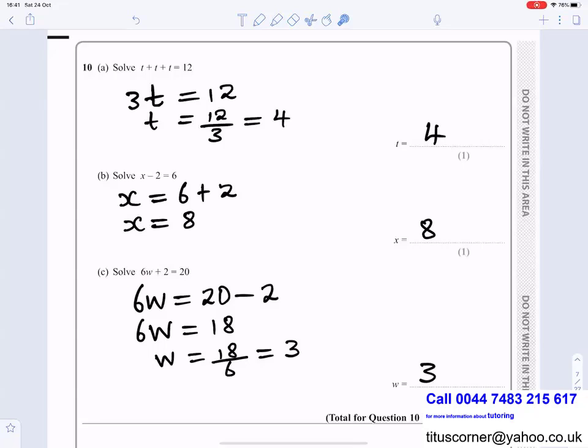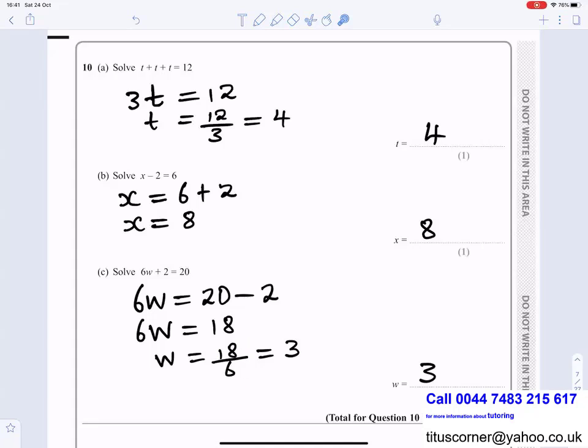Solve. 6w plus 2 equals 20. The first thing, you want to remove the 2, and after that you remove the 6. Removing the 2 is minus, because plus is minus 2. So 20 minus 2 gives you 18. Removing times 6, the opposite is divide by 6. 18 divided by 6 gives you 3.